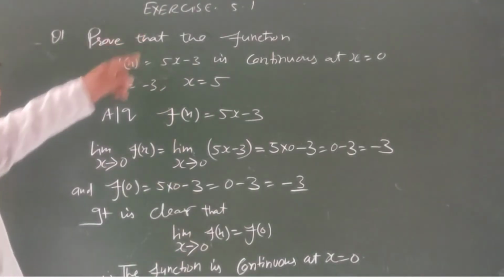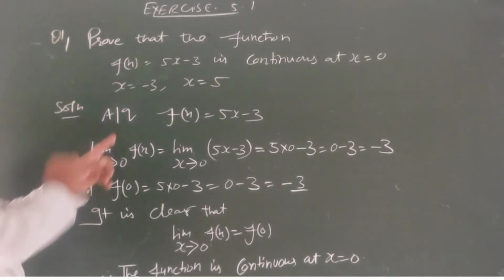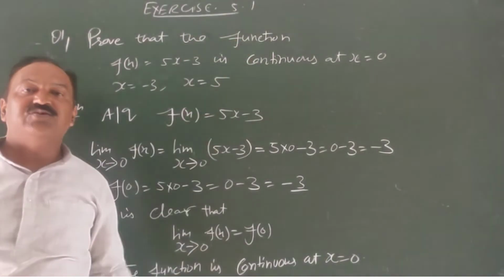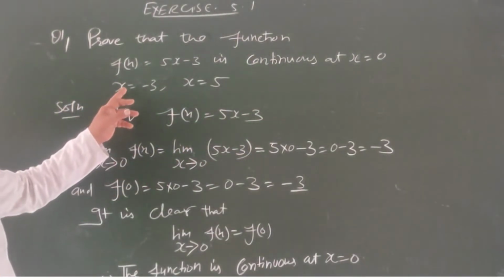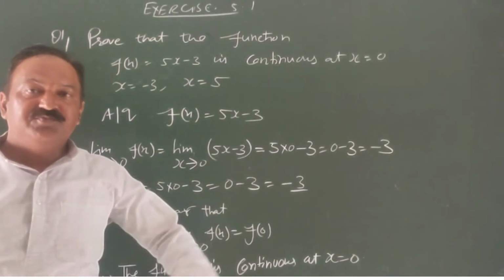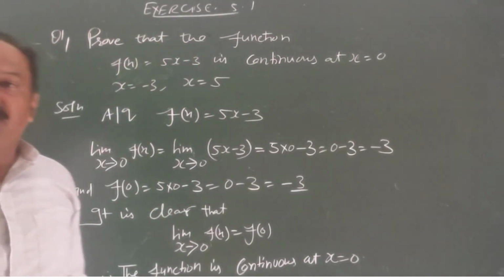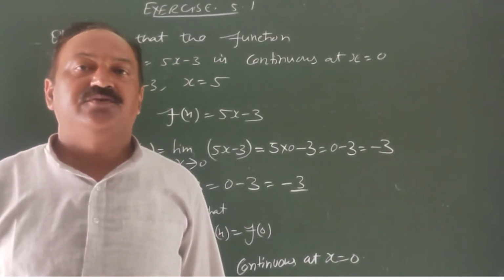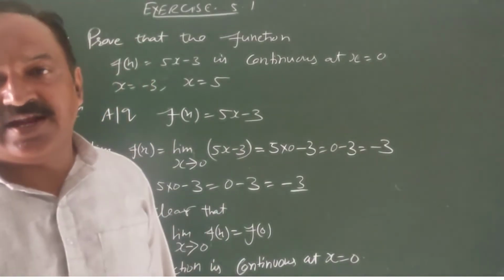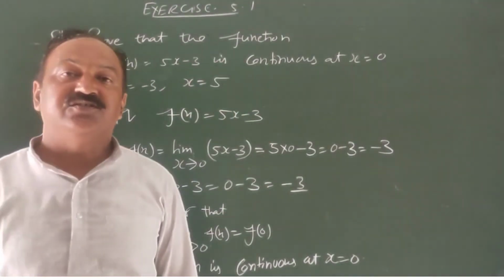Let's do exercise 5.1. Question number 1. Prove that the function f of x = 5x minus 3 is continuous at x is equal to 0, x is equal to minus 3, and at x is equal to 5. The procedure is to find the limit at x is equal to 0 and find the value of the function at x is equal to 0. If these two values are equal, then the function is continuous at x is equal to 0. Similarly, at x is equal to minus 3 and at x is equal to 5.